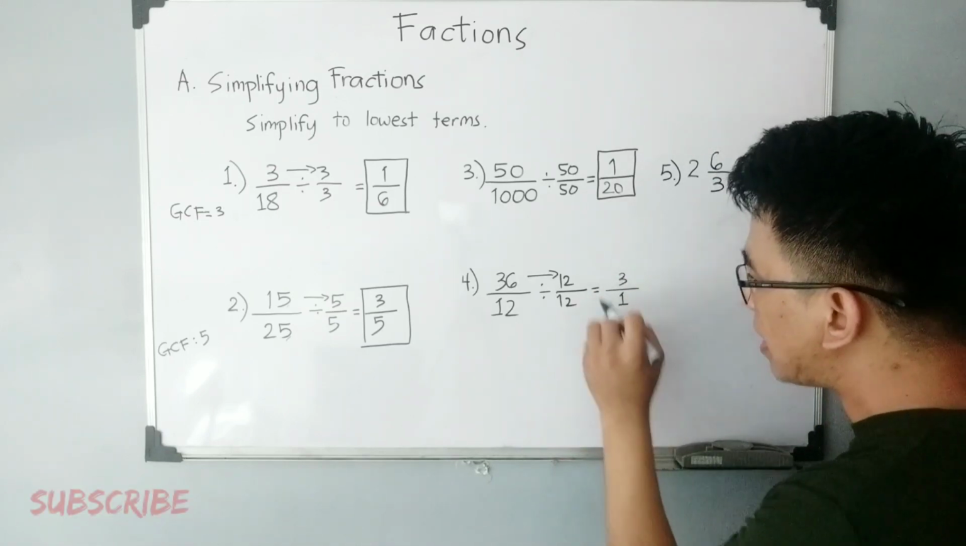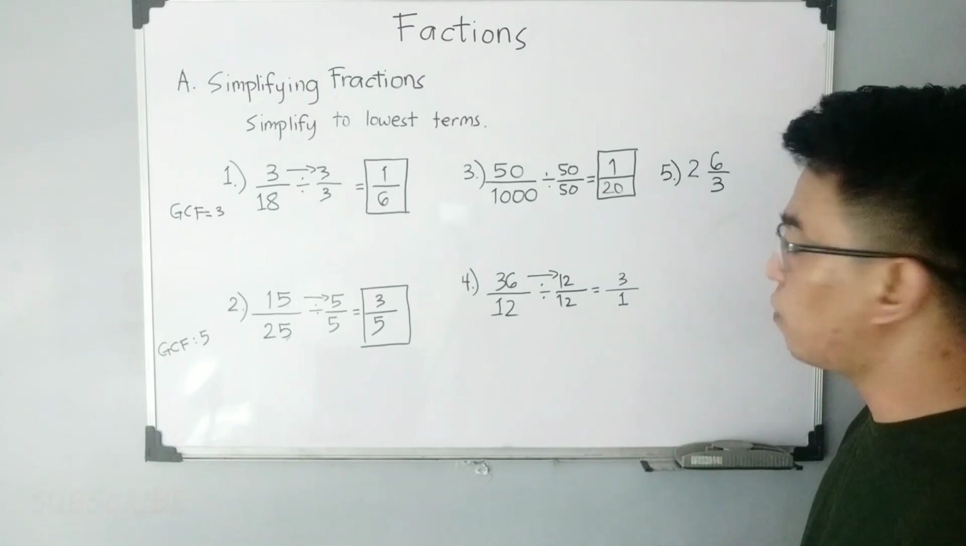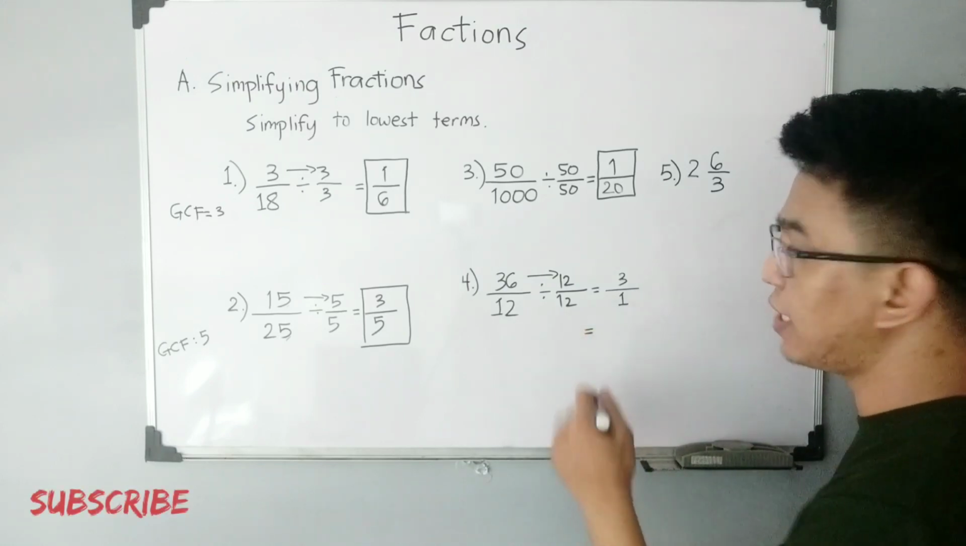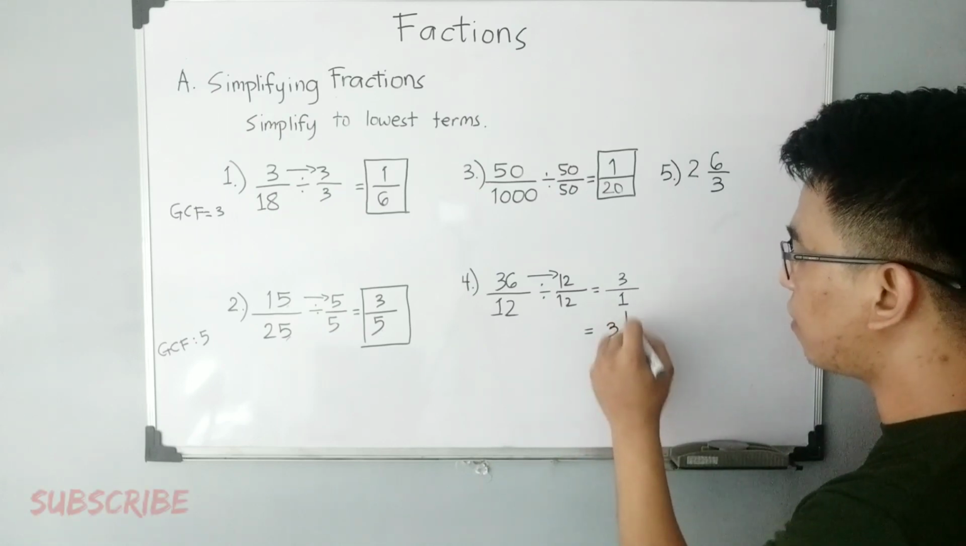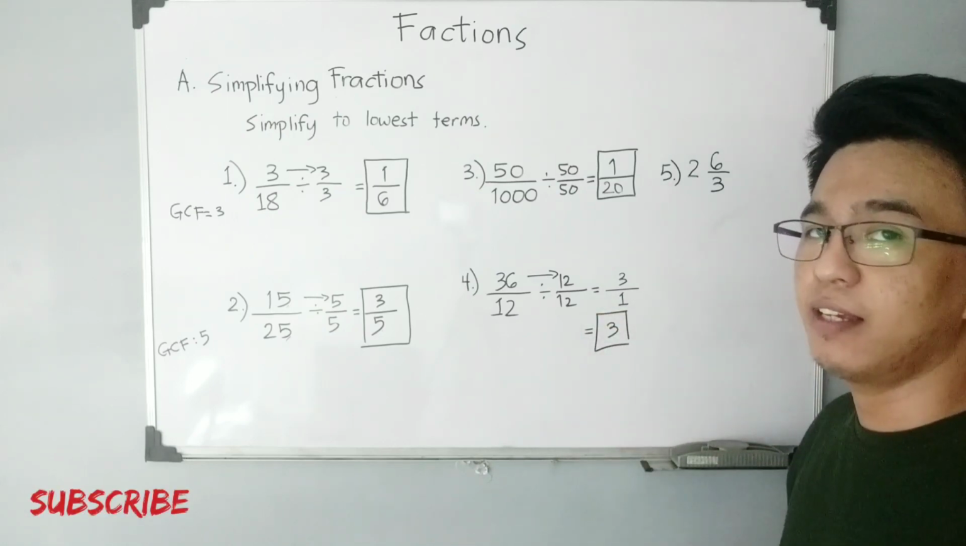And basically, you can still simplify 3 over 1. Wherein, ang 3 over 1 natin is the same as 3 divided by 1. And it will give you the answer of 3. Whole number na siya. Okay?